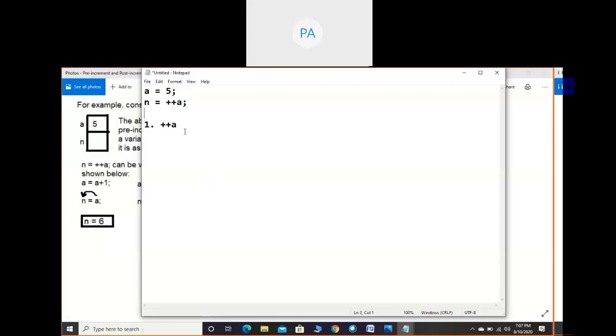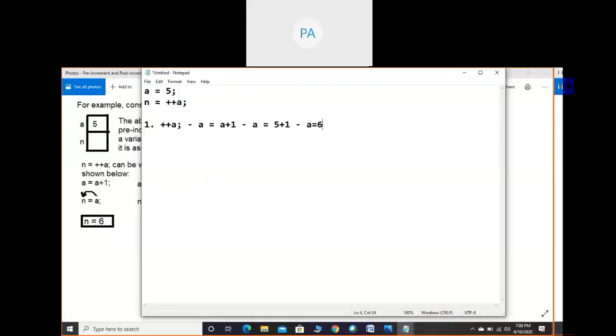If we consider the first operation, increment, then this plus plus a can be written as a equals a plus 1. If you write a equals a plus 1, then in the RHS you substitute, that is 5 plus 1. In the LHS you don't substitute, only in the RHS you substitute the value of a. So 5 plus 1, that is nothing but a becomes 6.